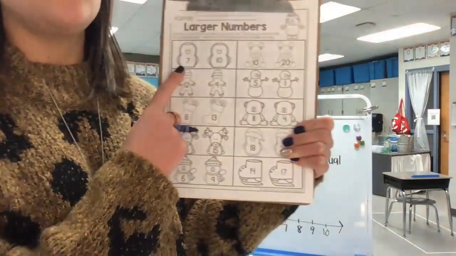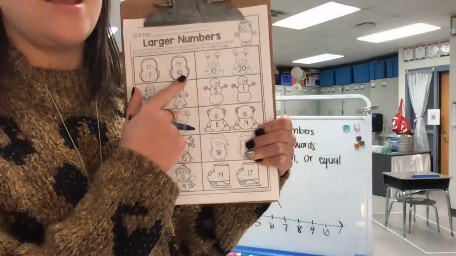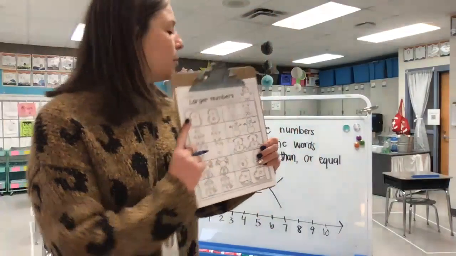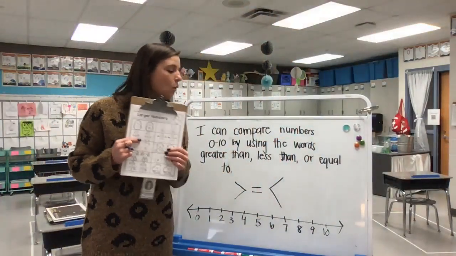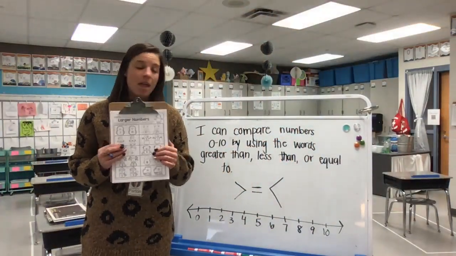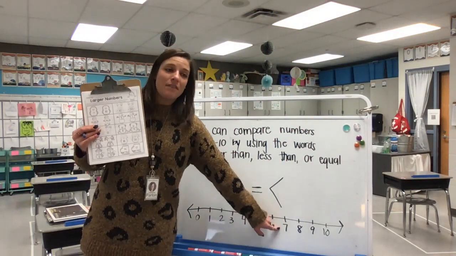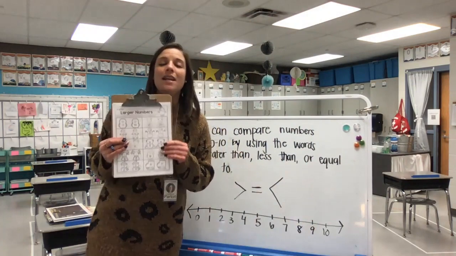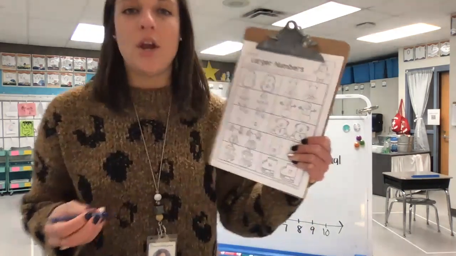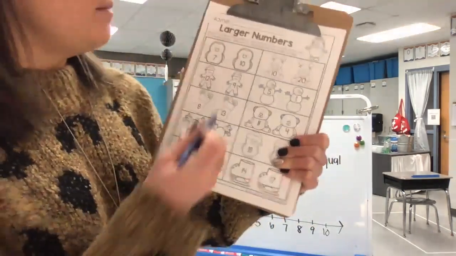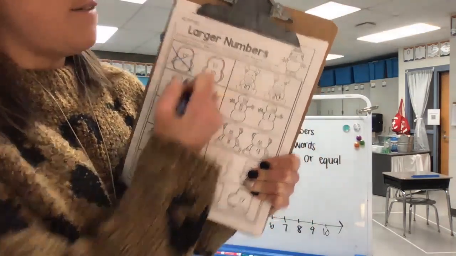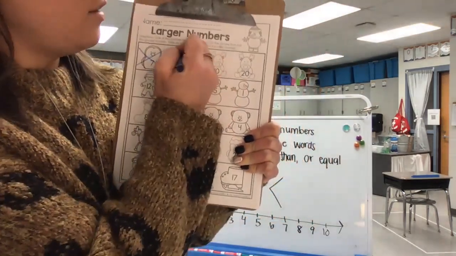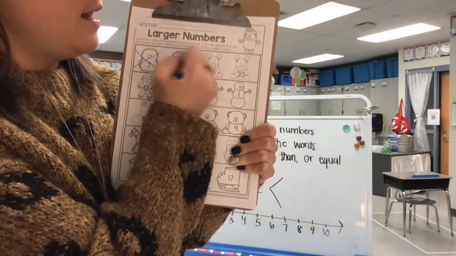Let's look at our penguins. We have 7 and 10. Looking at my number line, which number comes first, 7 or 10? When I count, I say 7 first, and then I say 10. So 10 is more or greater than 7. So I'm going to mark an X on 7, and I'm going to color 10 nice and neatly.